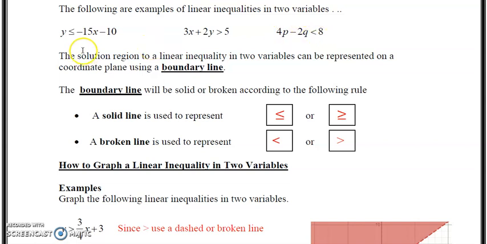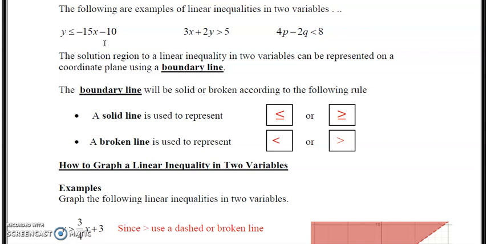The solution region to a linear inequality in two variables can be represented on the coordinate plane using a boundary line. Just like we did in Math 11 with the linears, it's very similar, so you may recall some of this. We're just going to bring in quadratics as well, and two variables and one variable. So we're going to talk a little bit differently, but it's not completely new to you.